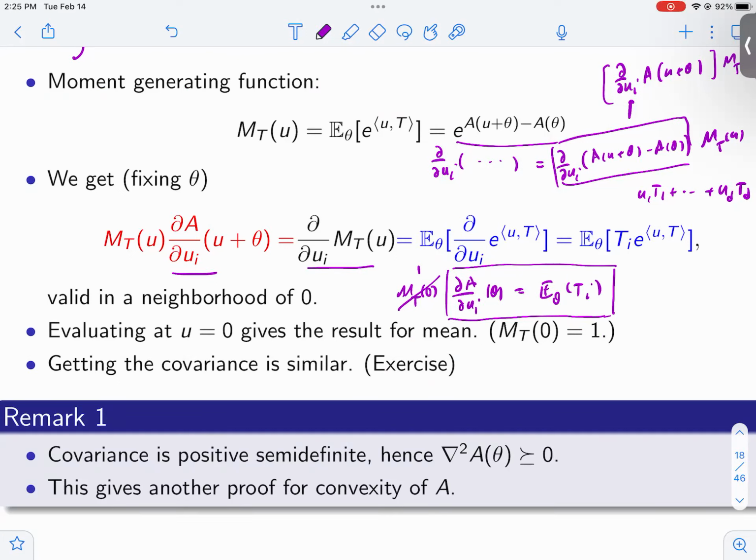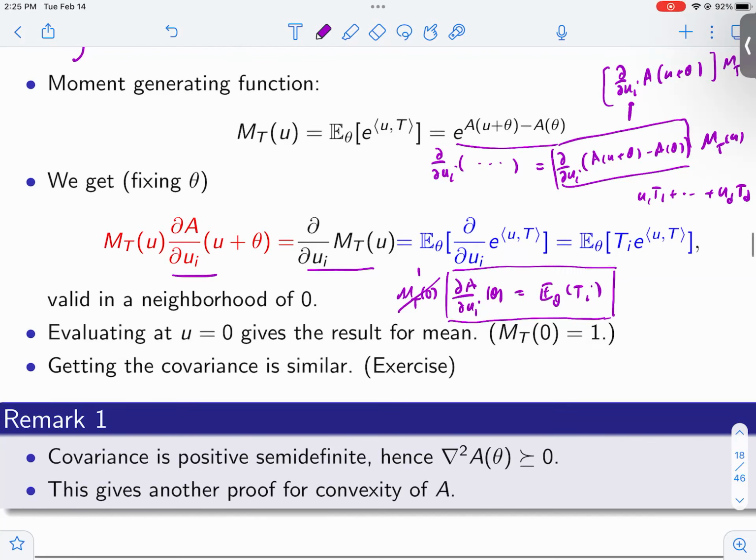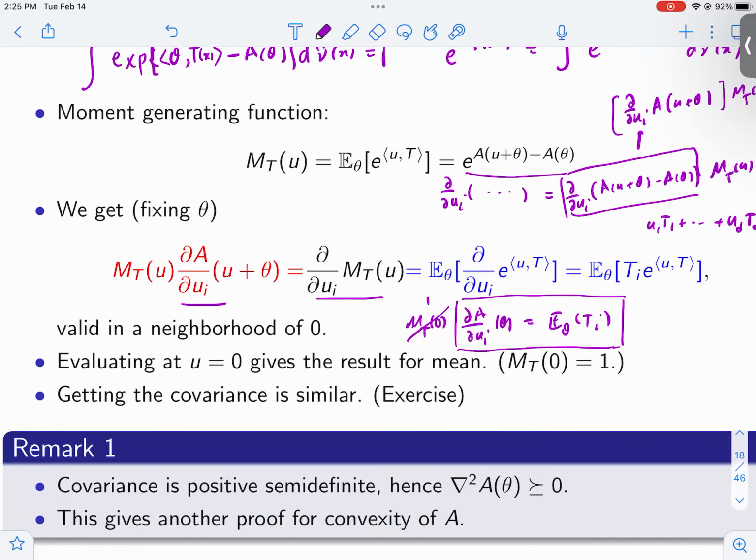And then you can do it for the second derivative. You differentiate twice. Again, by the same argument, you can differentiate twice with respect to now u_j as an exercise, and you recover that this side would be related to the covariance, the other side would be the second derivative, and you have to argue that you really get the covariance.